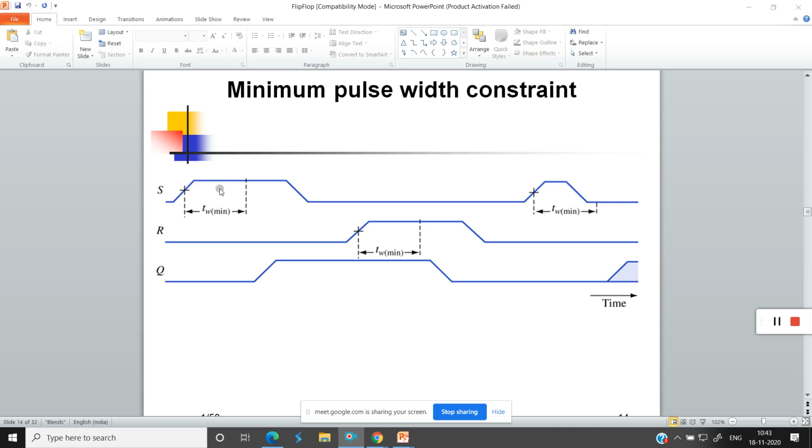So there is a certain criterion for the input signals to maintain a certain width. Width means a certain amount of time it should be at logic 1, then only you will get the desired output. If it is not at logic 1 for that time, you will not get the desired output. So you have to maintain some pulse width for the S and R signals.